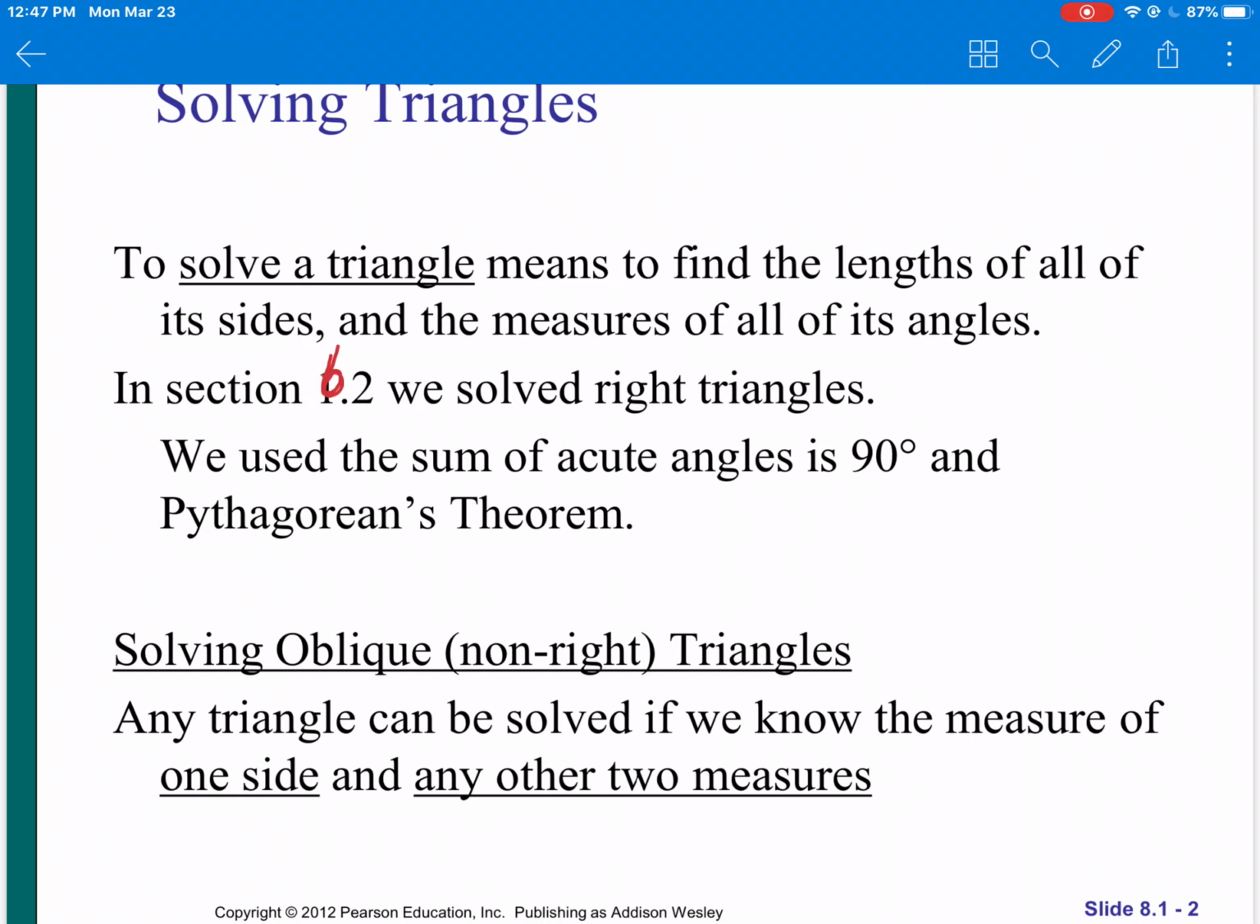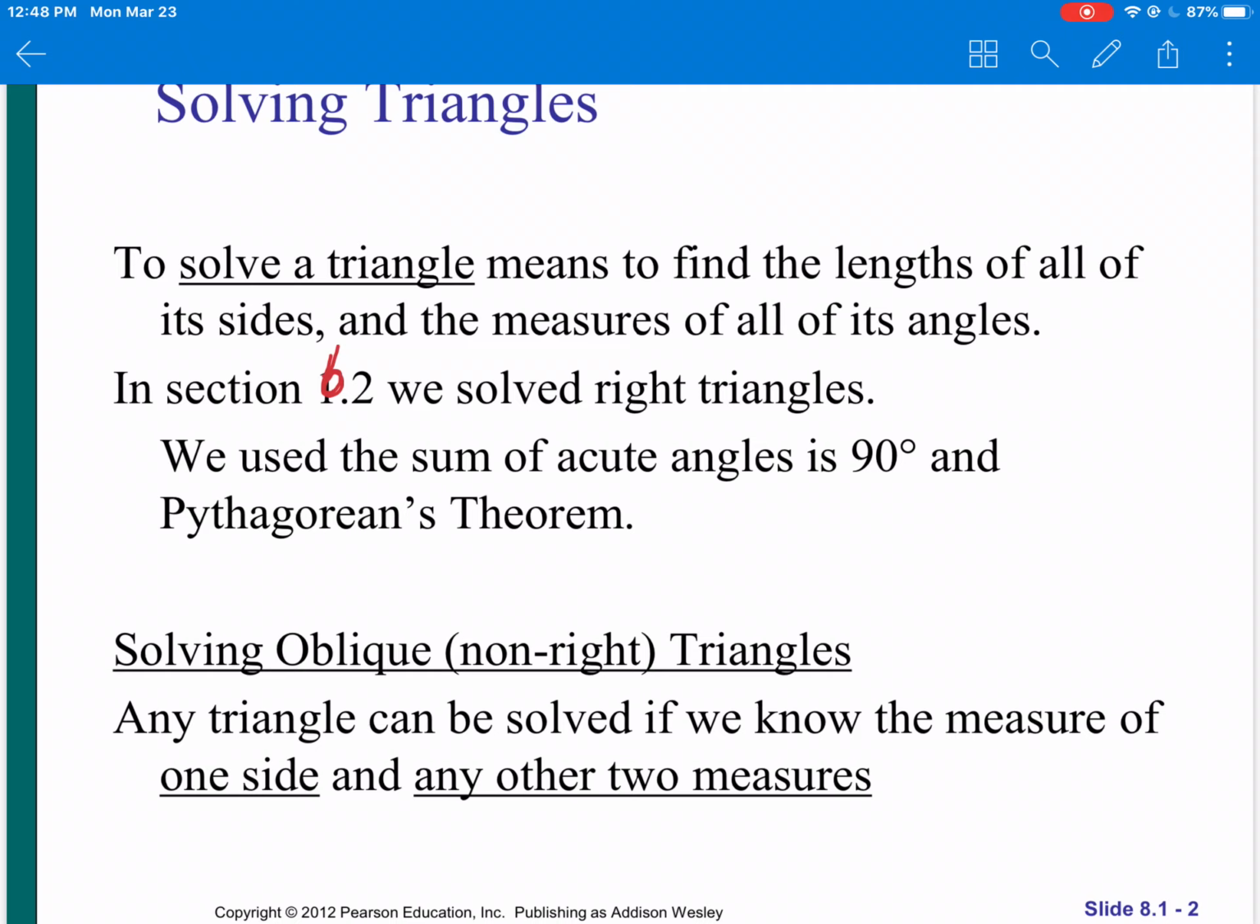And we were able to solve those using the sum of the acute angles of 90 degrees. I mean, we could still use that in our non-right triangles because we still have a total of 180 degrees. If I know two of the angles, I can find the third one. But if we have a right triangle, we also had Pythagorean's theorem that we were able to make use of for the lengths of the sides. A squared plus b squared equals c squared.